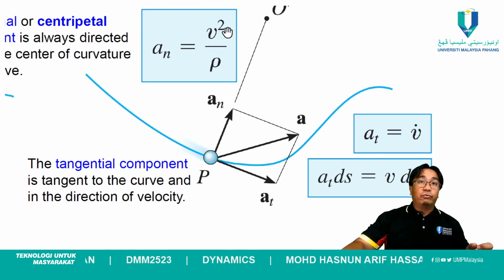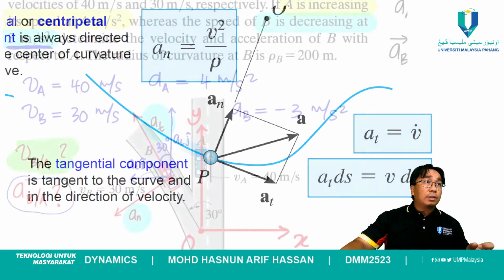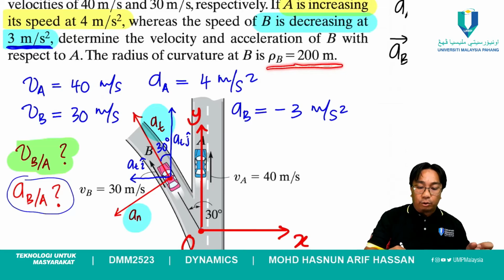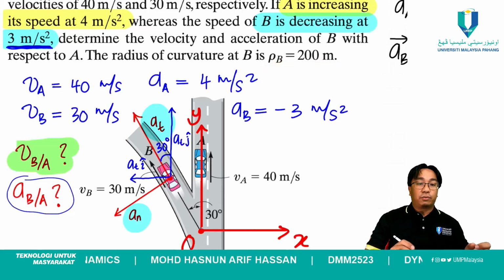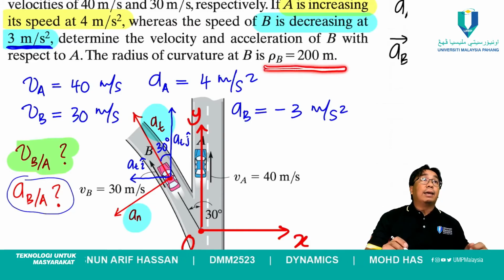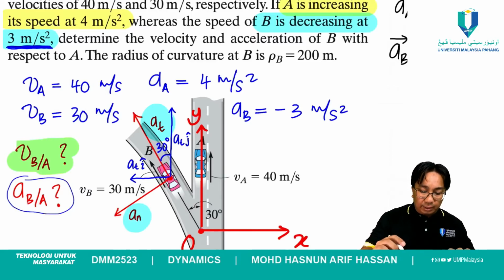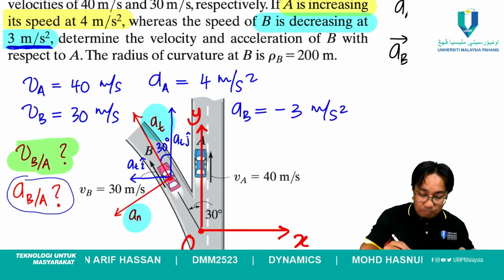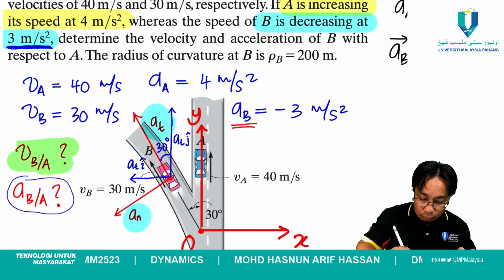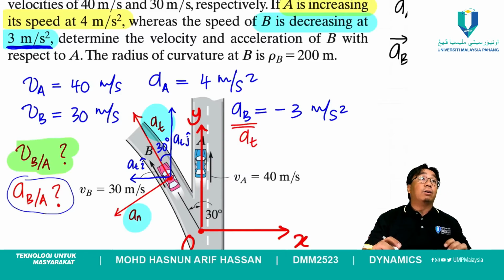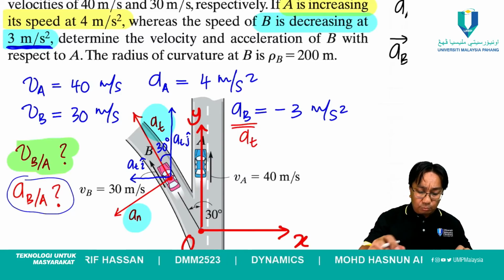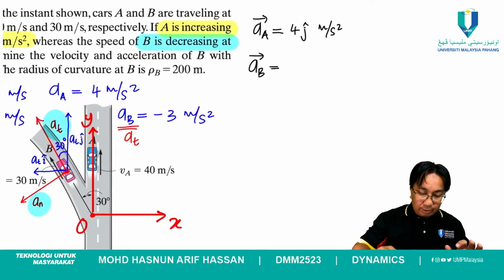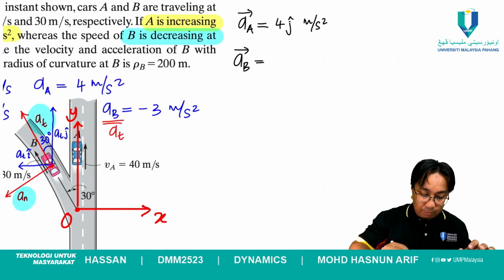AN is equal to V square over rho. So if you look at the question here, rho is given here. This is why rho B 200 meter is given, the radius of curvature, because we need to use this to calculate AN punya component. So yang tu kita buat later. So basically AT ataupun AB here yang kita tulis di sini, AB here is basically equivalent to AT lah, a tangential component of acceleration of car B. Okay, so minus 3 is the tangential component. So let's first write the tangential component dulu. Okay, saya padam ni balik.